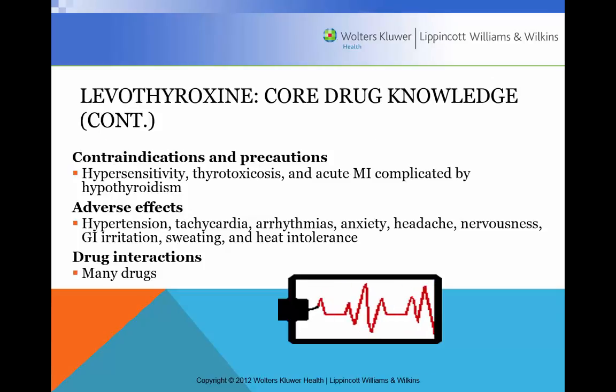And then for contraindications and precautions: hypersensitivity, thyrotoxicosis, and acute MI complicated by hypothyroidism. Those are covered in your book because the metabolic stimulating effects of levothyroxine can worsen the MI, can cause arrhythmias, and can lead to further complications. And thyroid hormones may precipitate an acute adrenal crisis. So it's also contraindicated in patients with an uncorrected adrenal insufficiency.